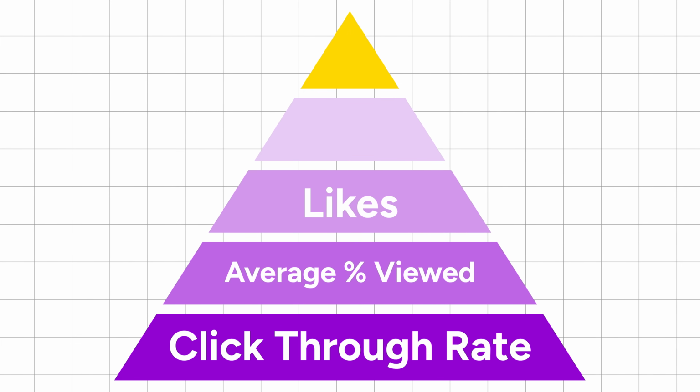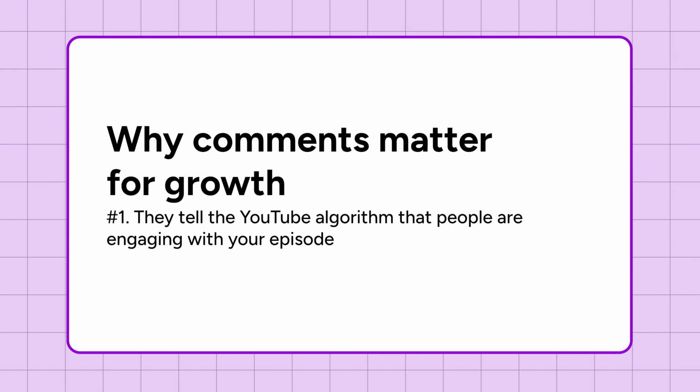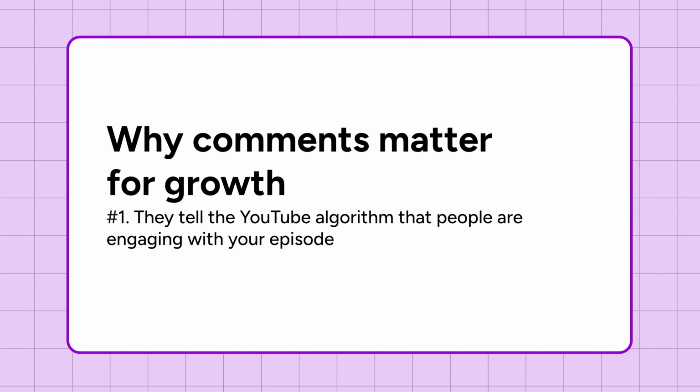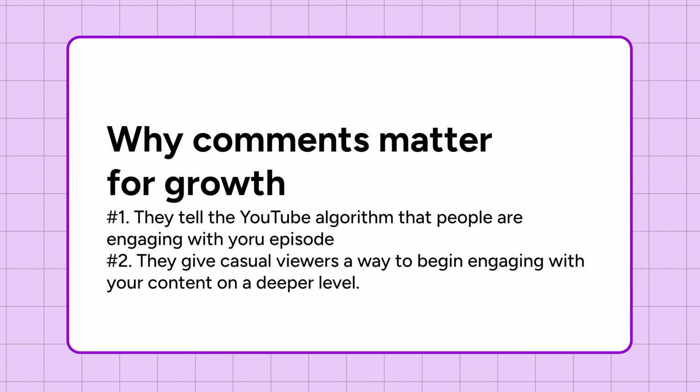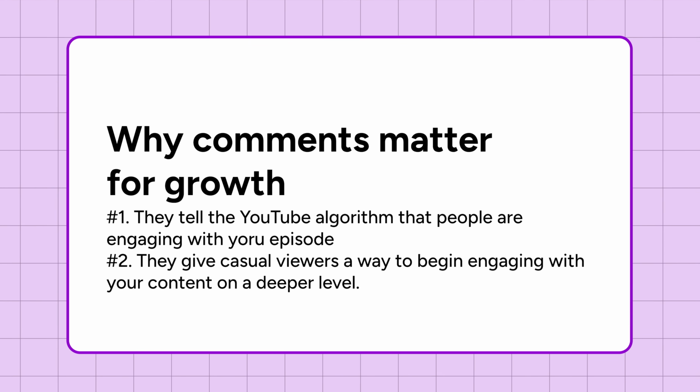The fourth level of the pyramid is comments. Comments are the lifeblood of your YouTube channel. They accomplish two really important things for the growth of your channel. Number one, they tell YouTube that people are engaging with your episodes, which means that YouTube will recommend the episode to more people. And second, it gives casual viewers a way to begin engaging with your content on a deeper level. Your goal is to turn viewers into customers, whether that's through selling merch, a product or service, community features like a Patreon or something else. That all starts with getting viewers to comment on your episodes.